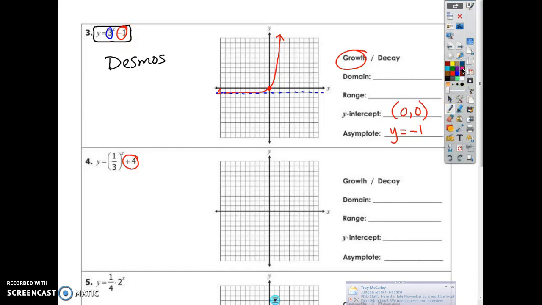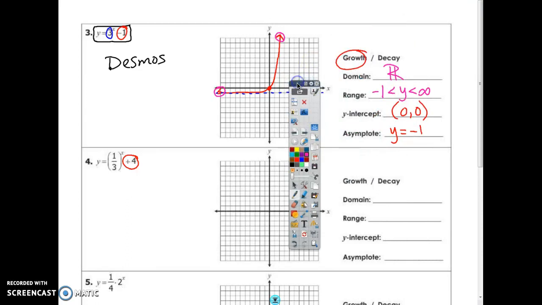I don't know if you guys noticed, but the domain for all exponential functions will go forever and ever to infinity. That's why domain is always all real numbers for exponential functions. Okay? And then the range usually starts at the asymptote. So what's the lowest that it goes to? Negative 1, we said that it goes to negative 1. And the highest is infinity. So we can get rid of the infinity part and just say y greater than negative 1.